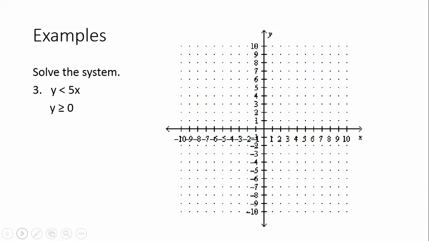Number 3, we have y is less than 5x. This is an easy one to graph. Remember, 5x plus 0, so our y-intercept is 0, up 5 over 1, and down 5 to the left 1. This should be a dotted line.